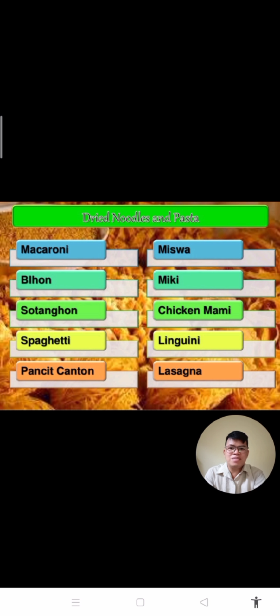Okay, for your dried noodles and pasta, we have here some examples. Macaroni. Okay, very common na sa atin yan, pinagba-birthday yan. Bihon. Sotanghon. Nakita, no, pansit. Okay, during recess time. I know na nakatikim na tayong lahat ng bihon and sotanghon. Spaghetti also. O, pansit canton. Okay, miswa, yung puti. Miki, which is napakarami na sa ating locality. Chicken mami. Okay, linguine and lasagna. So, those are some of the examples of dried noodles and pasta.